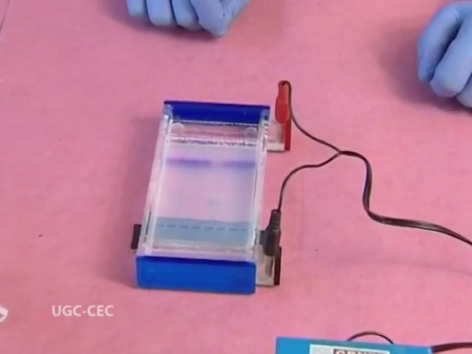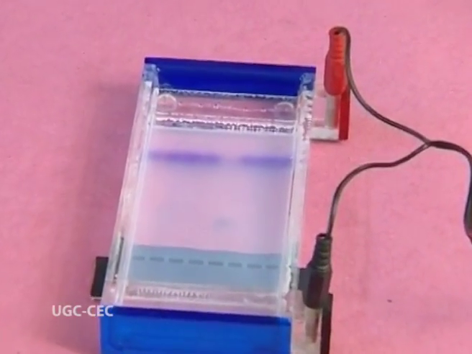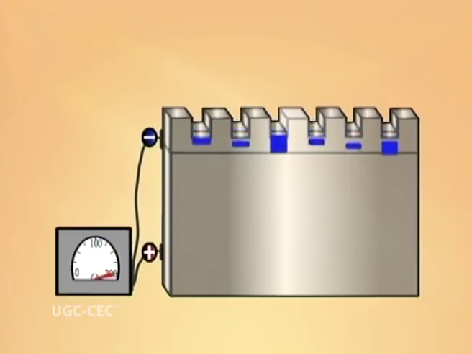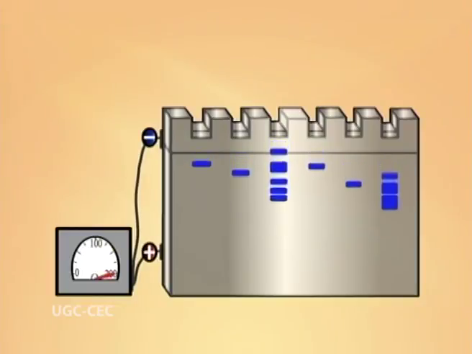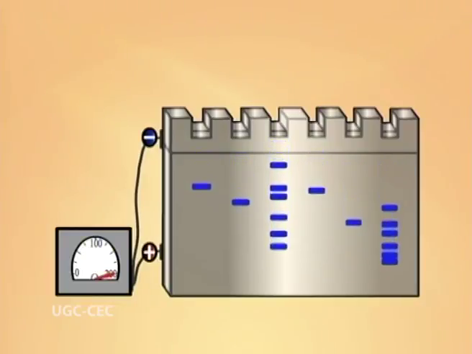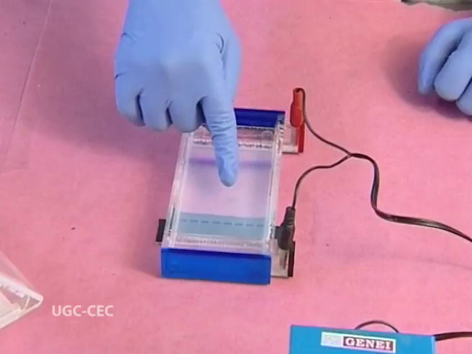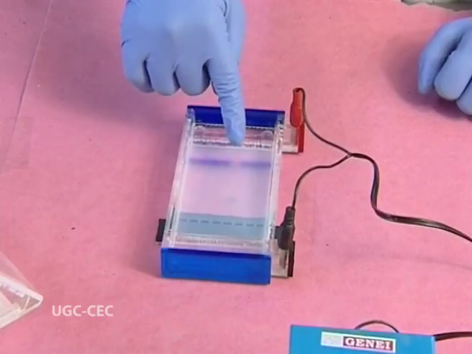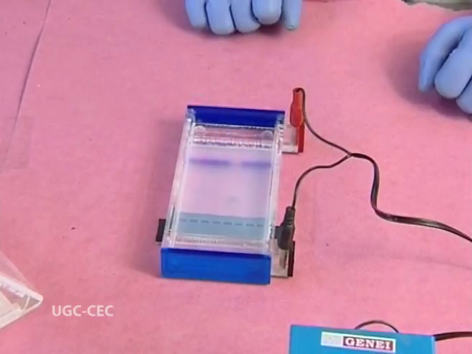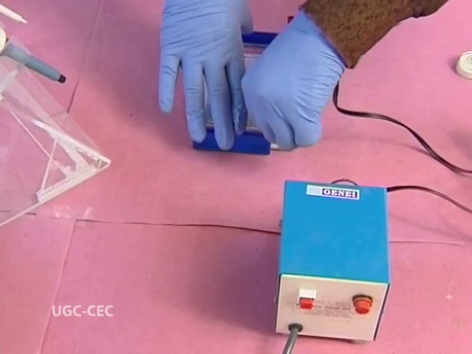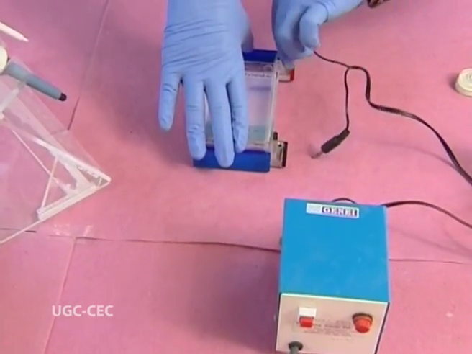We allow it to run for 90 minutes so that molecules migrate toward the opposite end. Once it has migrated more than halfway, we can take the gel to the transilluminator for observing and interpretation.